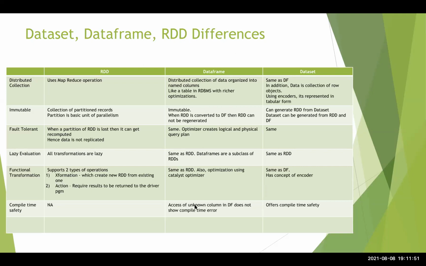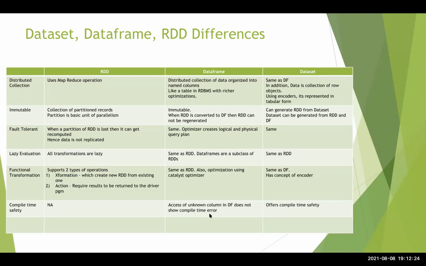So basically, what does this mean? Access to an unknown column in a data frame does not show a compile time error. When you're using a data frame, right? A data frame is nothing but a dataset of type Row. And you might have some operation on that data frame, and in that operation you might be referring to some column which does not exist. You will not get this error during compile time.